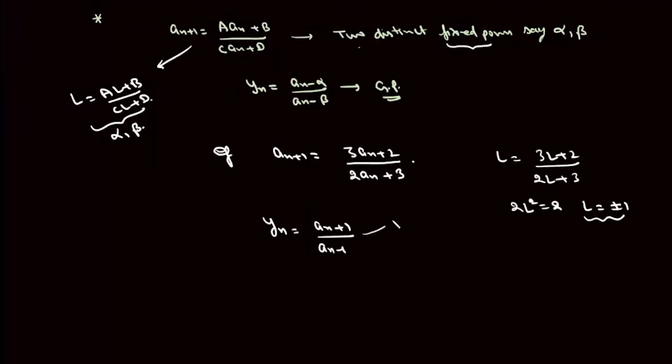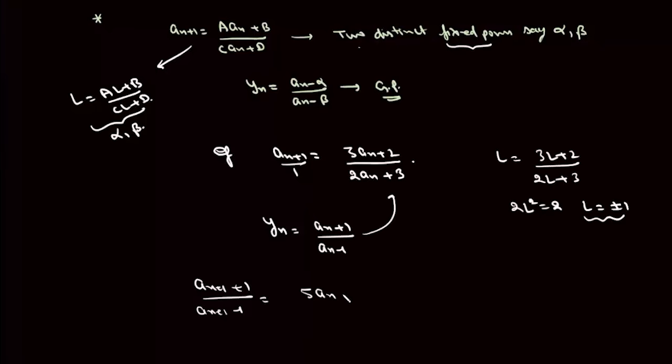And now using this, we'll transform this equation. Since y_n is (a_n + 1) / (a_n - 1), we'll try to use componendo dividendo. So we can write (a_{n+1} + 1) / (a_{n+1} - 1). Now if we add and subtract them, we'll get (5a_n + 5) / (a_n - 1), which gives y_{n+1} = 5 y_n, which is nothing but a GP with common ratio 5.